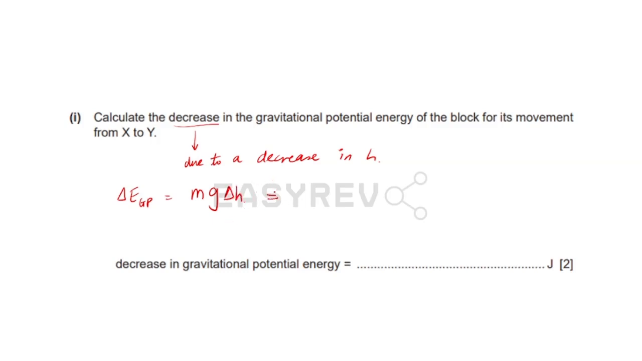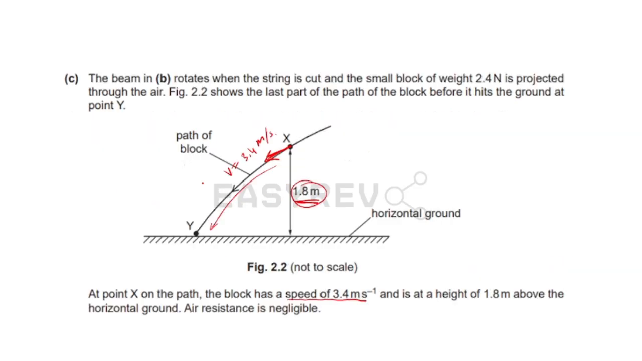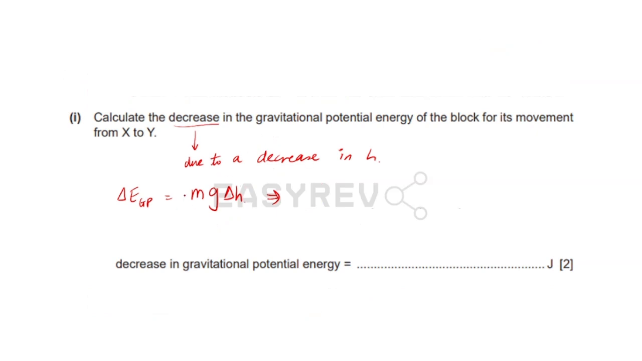And now it's just a matter of plugging everything in. Now we can actually make a simplification here. We don't know the mass of this block, but we do know its weight. And we know also that the weight is nothing but mass times gravitational acceleration, right? And so if we go back here, we can basically simplify mg and write it as the weight times the change or decrease in height. And we get 2.4 times the decrease in height, which is 1.8 meters. And what do you get? Let's check.